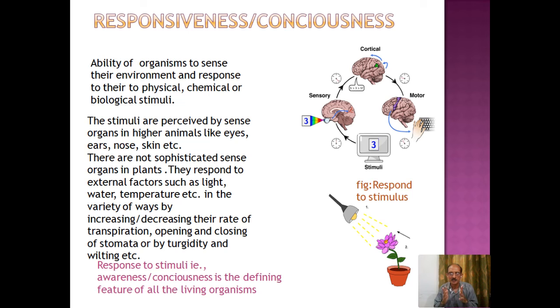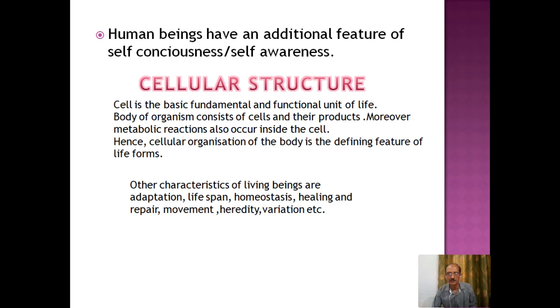This responsiveness or consciousness is not sophisticated in plants. I mean, there are no sophisticated sense organs in plants. They respond to external factors such as light, water, temperature. In the diagram, we see how light affects the movement and growth of the plant. We can also observe responsiveness by increasing or decreasing the rate of transpiration, opening and closing of stomata, turgidity, wilting, etc. So response to stimuli, that is awareness or consciousness, is a defining feature of all living organisms.